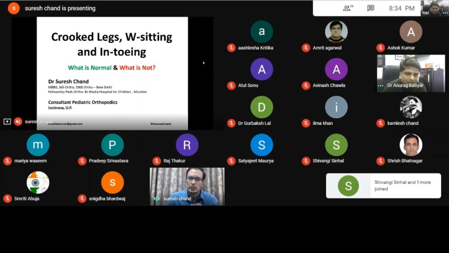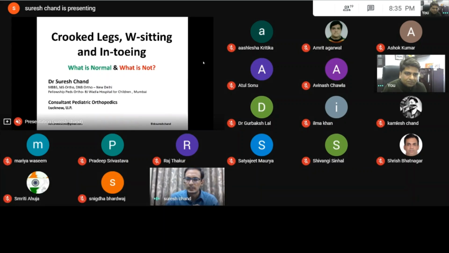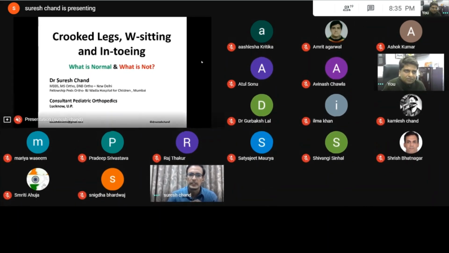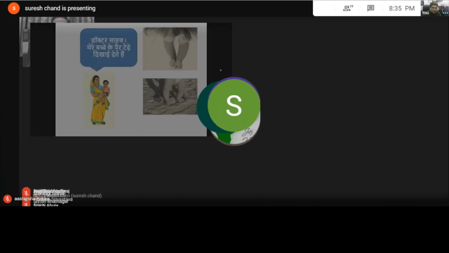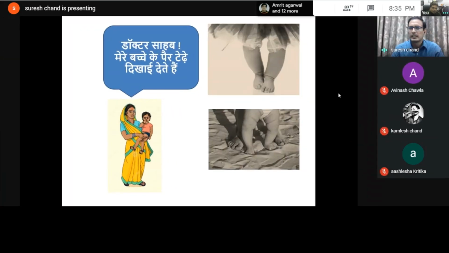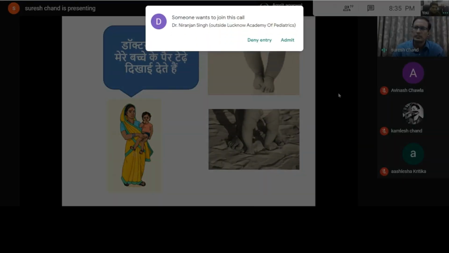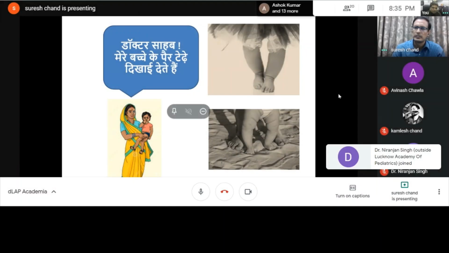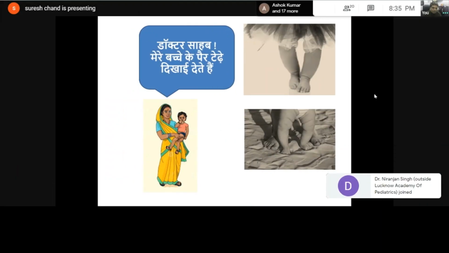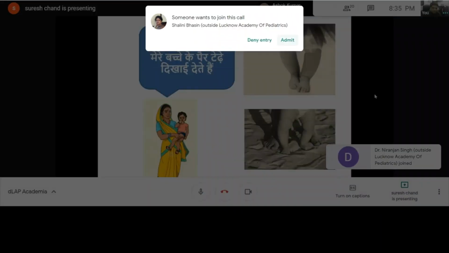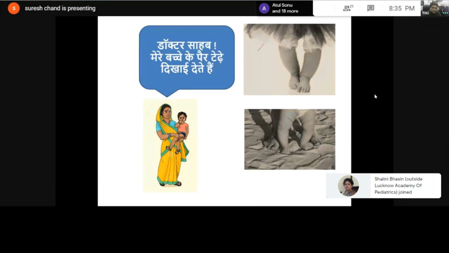of crooked legs, double sitting, or entering. What is normal and what is not? This will be my focus today. And this is a very common scenario in OPD where a lady comes and tells, "Doctor, my child's legs look crooked." This is usually around the age of standing or just started walking. So this is a very frequent complaint.